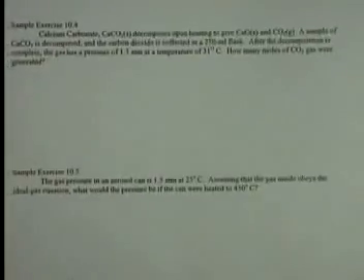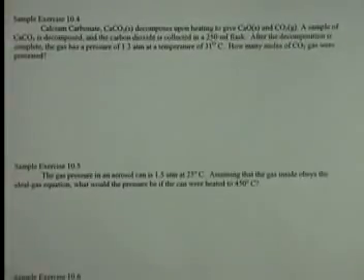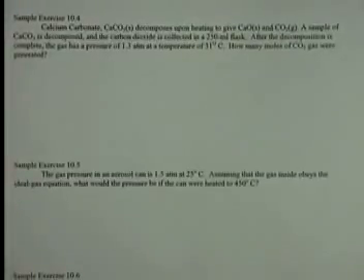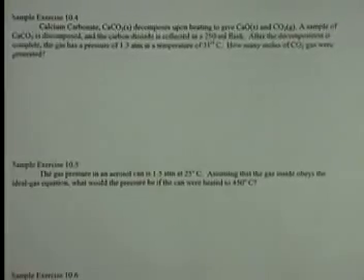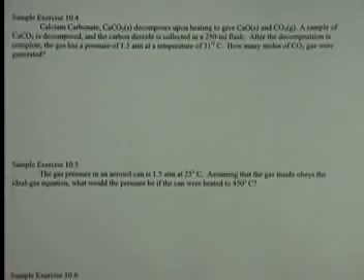Next sample problem we're going to take a look at is from sample exercise 10.4. This question says, when calcium carbonate decomposes upon heating to give calcium oxide and carbon dioxide, a sample of calcium carbonate is decomposed and the carbon dioxide is collected in a 250 milliliter flask. After the decomposition is complete, the gas has a pressure of 1.3 atmospheres and a temperature of 31 degrees Celsius. How many moles of CO2 gas were generated?